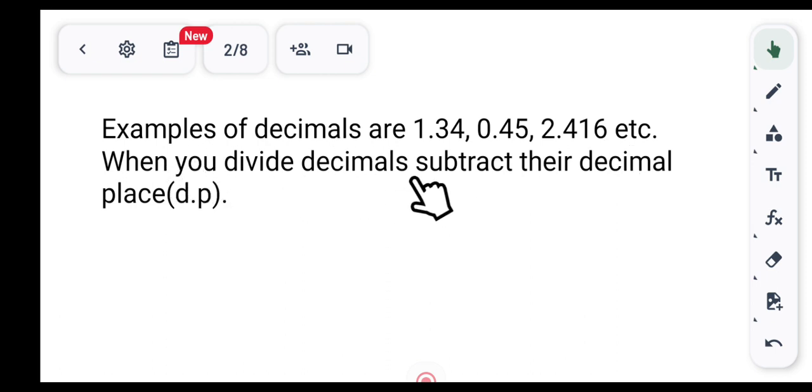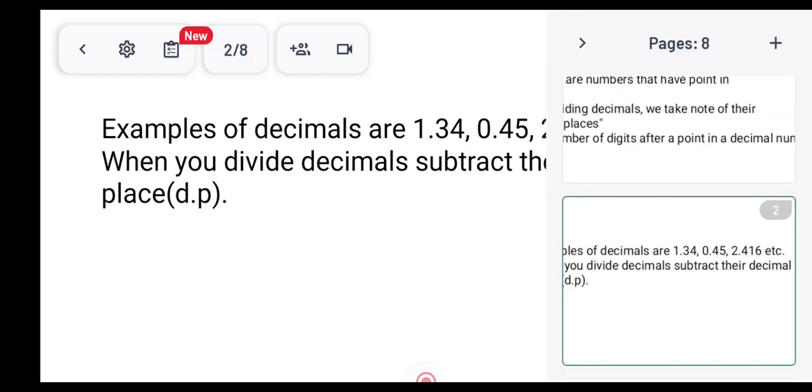When you divide decimals, you subtract their decimal places. Unlike multiplication of decimals, where, if you go and check the other class, we added their decimal places. So we're going to solve some questions involving division of decimals.